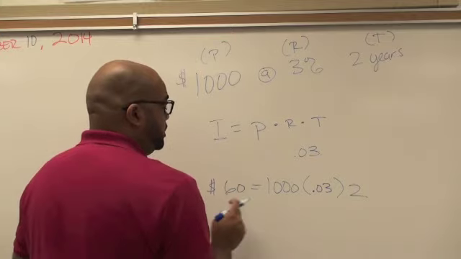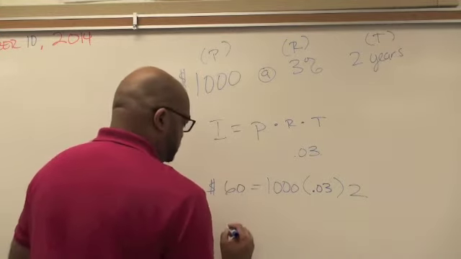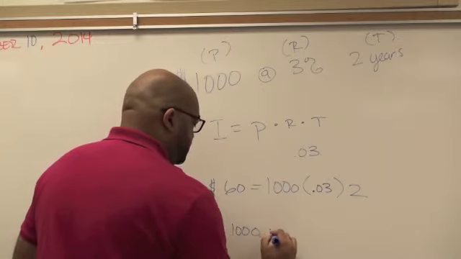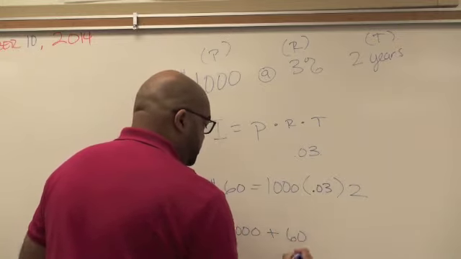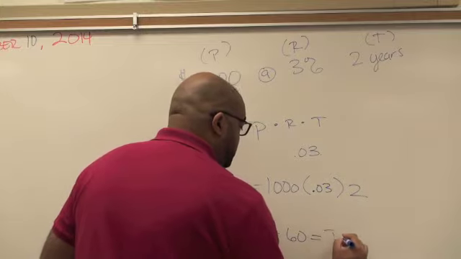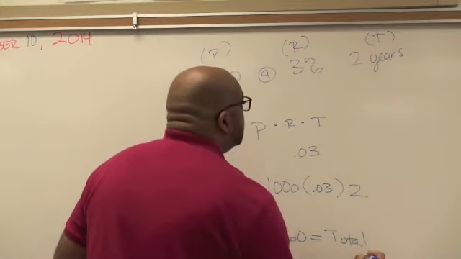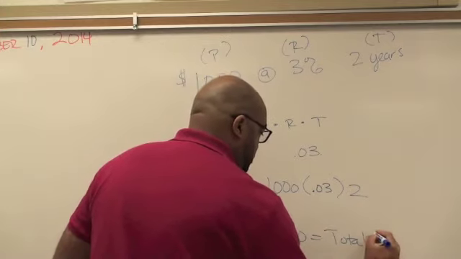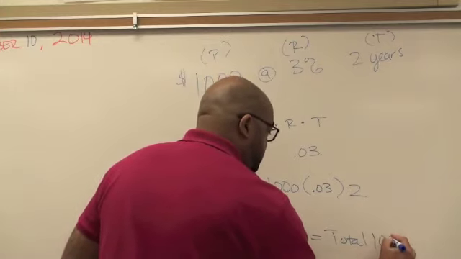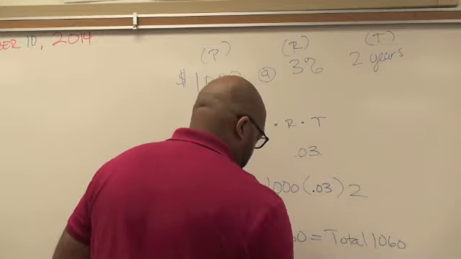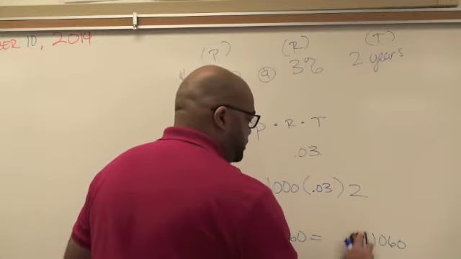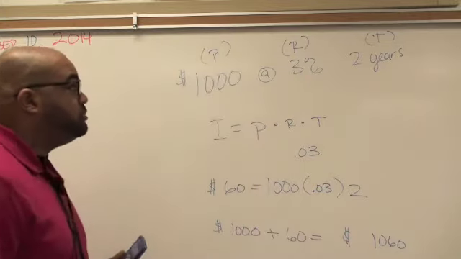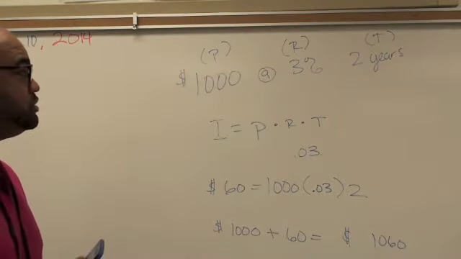The total amount would be our original amount, our principal amount, which is $1,000, plus the interest amount, which is 60, gives us our total, which is going to be 1,060. And that's how we're going to do simple interest, solving for the interest.